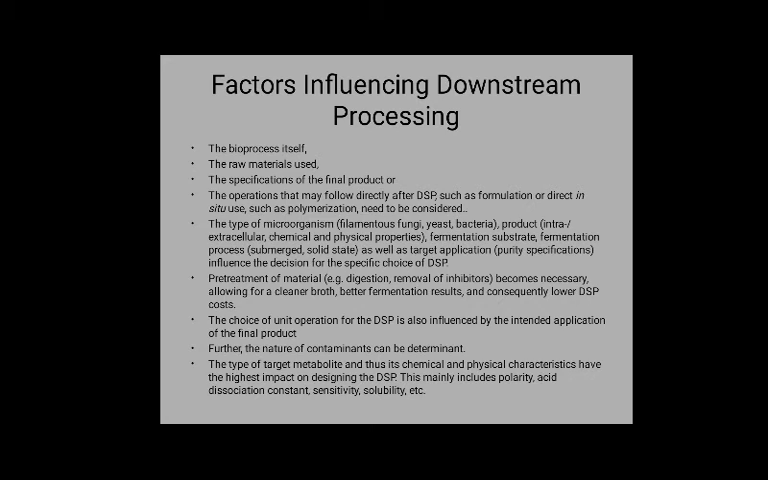Then what will be the characteristics, the chemical and the physical properties of the product, that also we need to consider. The choice of the fermentation substrate, the choice of the fermentation process, whether it is a submerged process or a solid state process, as well as the target application, that is the purity specifications, they all influence the decision for the specific choice of a downstream process.